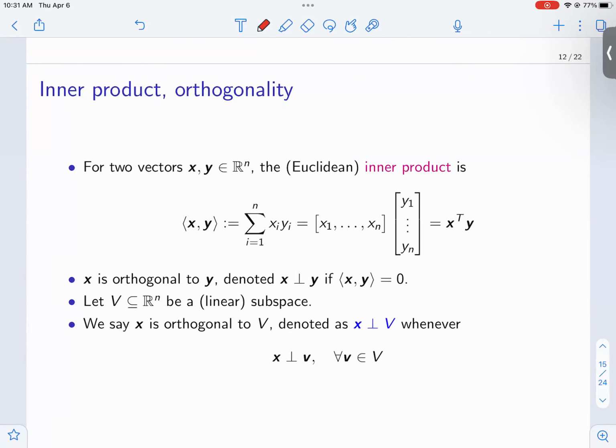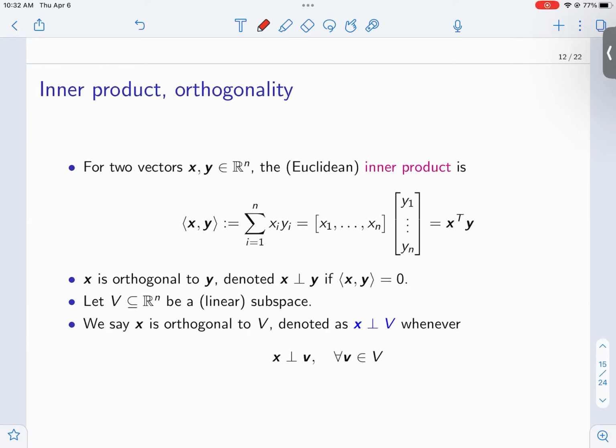The next set of ideas is around inner product, orthogonality, and projection, which is very important to us. How many people have seen inner products? Okay, what is an inner product? A few people have seen it. I have written it down here. To every pair of vectors, we can associate a scalar. The inner product is a scalar, a form of product. It's basically the summation of the products of the elements.